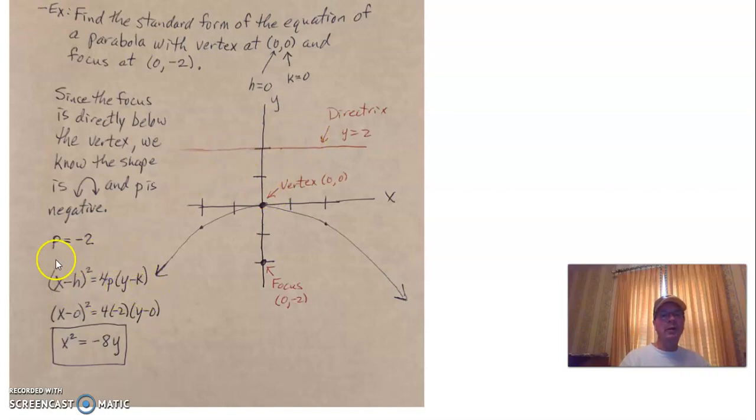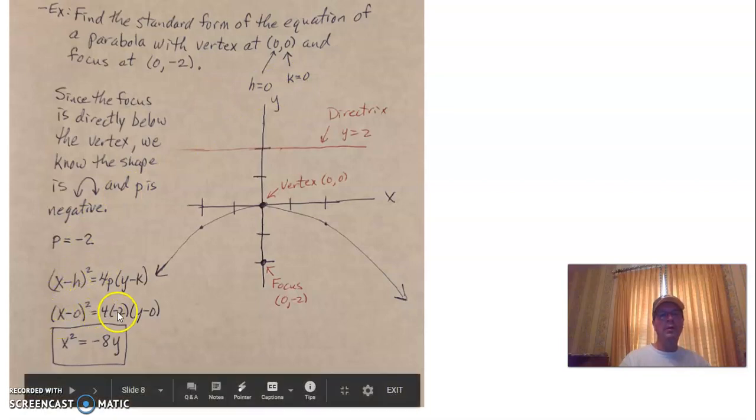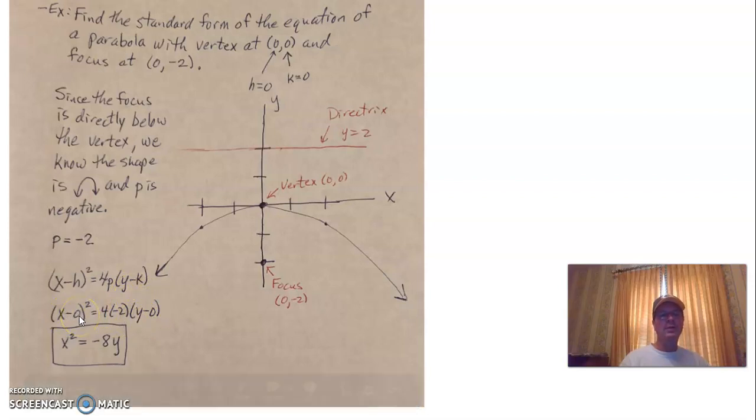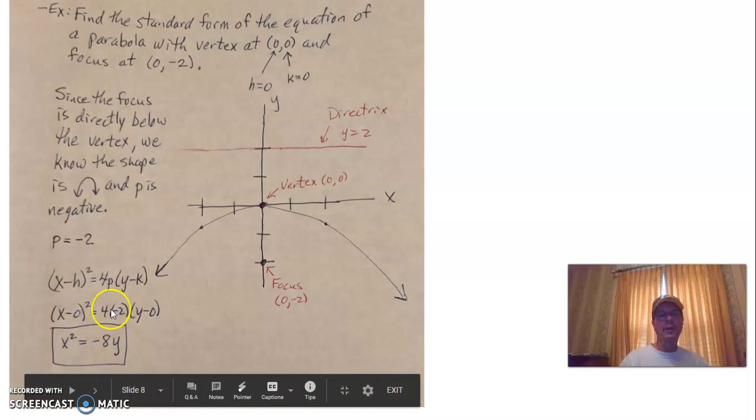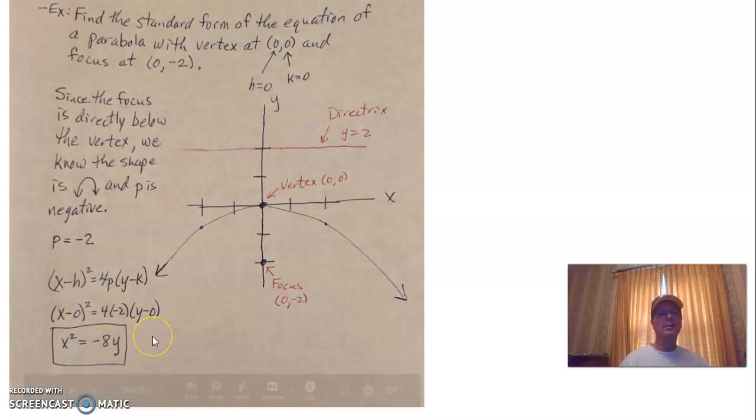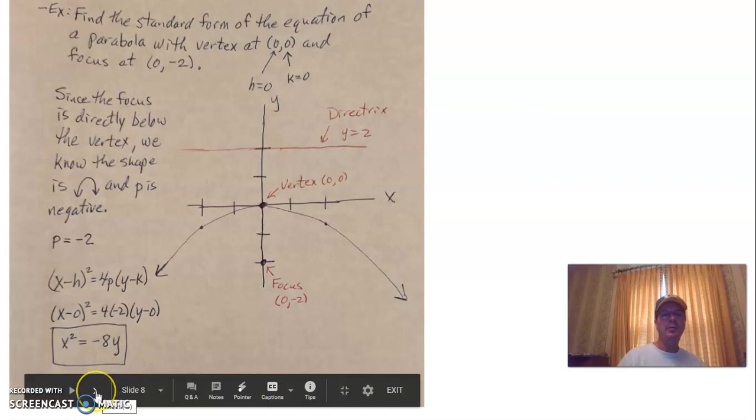So I take the standard equation of the parabola, x minus h in parentheses squared equals 4p times parentheses y minus k, and plug in my h, k, and p. And so I get x minus 0 in parentheses squared equals 4 times p is -2, parentheses y minus k is 0. Well, x minus 0 is just x, so x squared is equal to -8y. And there it is, the standard equation for that parabola. So that one was fairly easy. Let's move to another one.